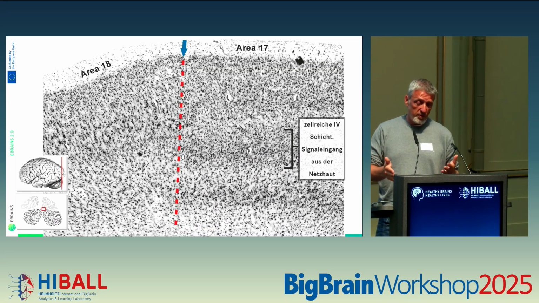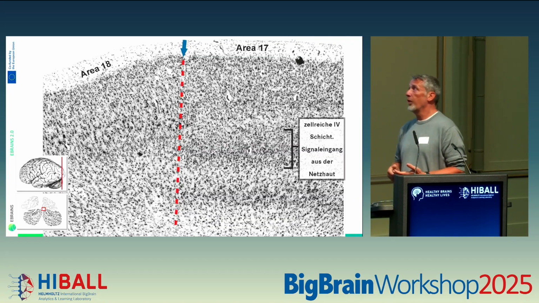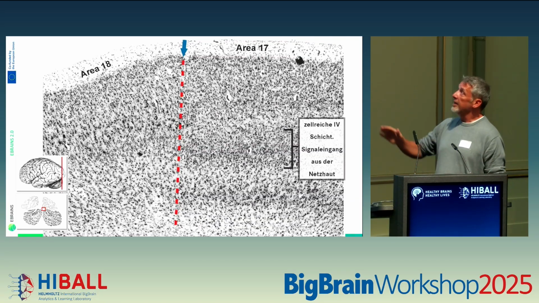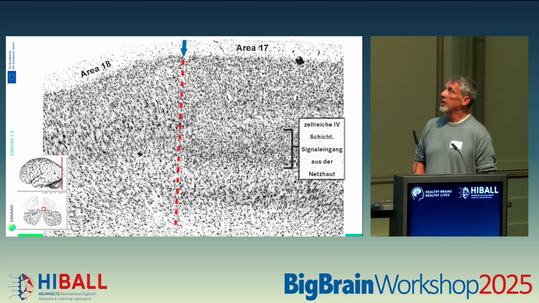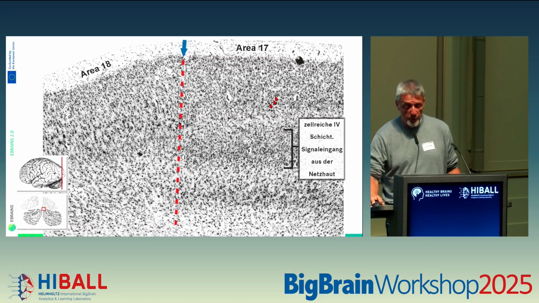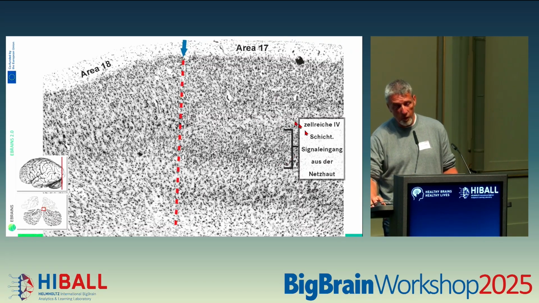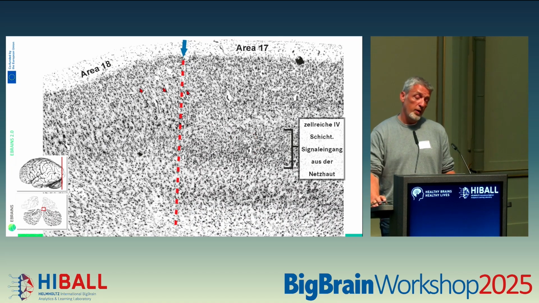And since it's based on microstructure, we are looking for differences between adjacent areas. So this is the most obvious border we have in the brain. Here on the right side, you see the primary visual cortex. On the left side, the secondary visual cortex. And I hope you can see clearly more smaller cells in lamina 4 of the primary visual cortex compared to the secondary visual cortex.